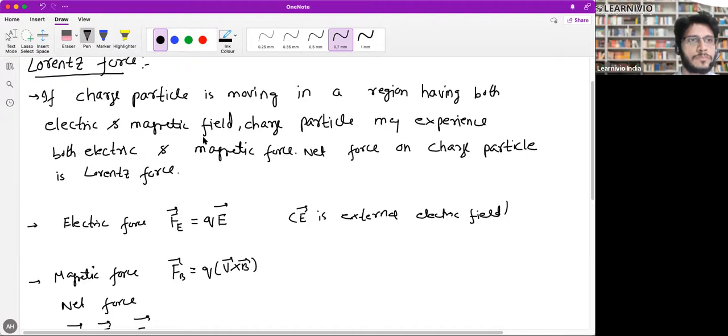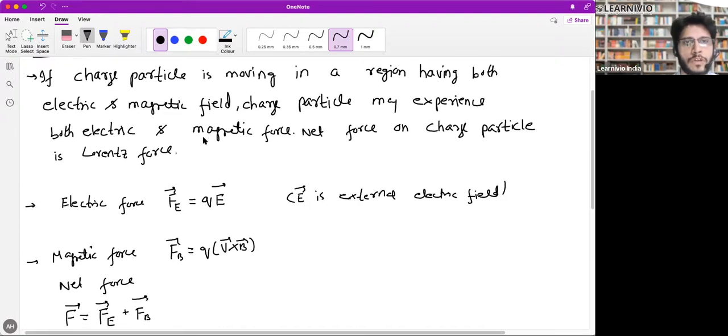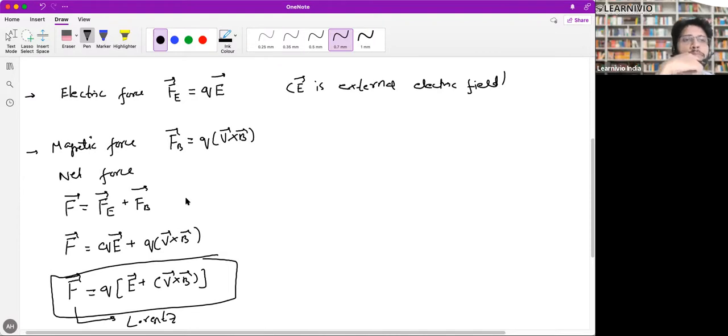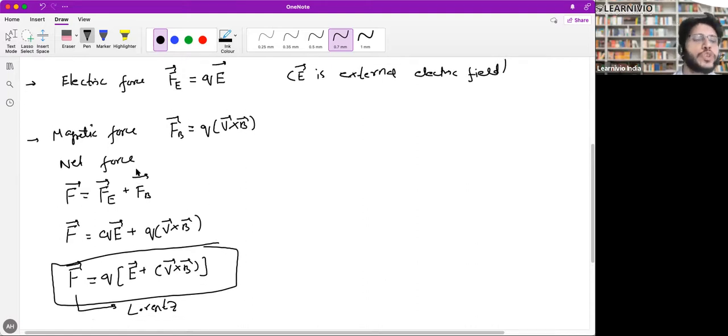So Lorentz force means the sum of the electric and magnetic force acting on a charged particle. Now we'll see how to calculate this Lorentz force. But for the numericals of Lorentz force, you should know the direction of both the electric force as well as the magnetic force.